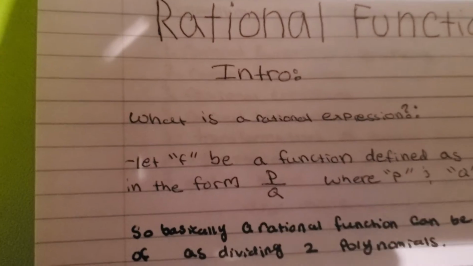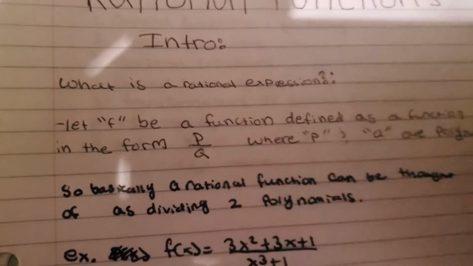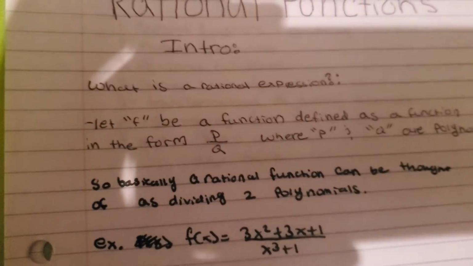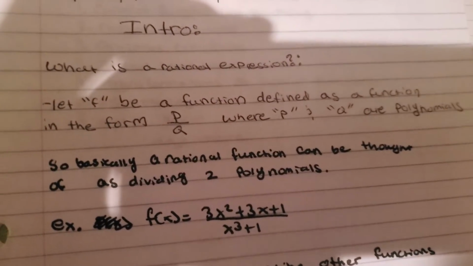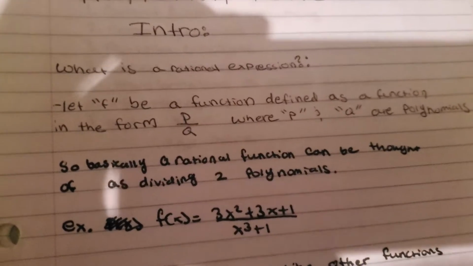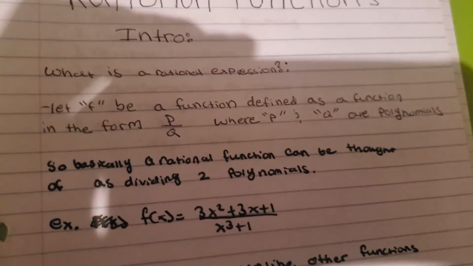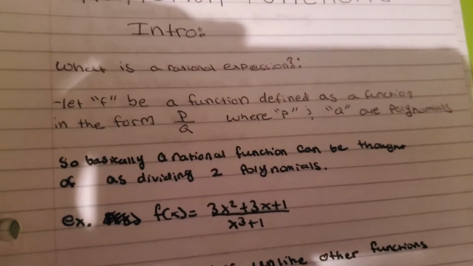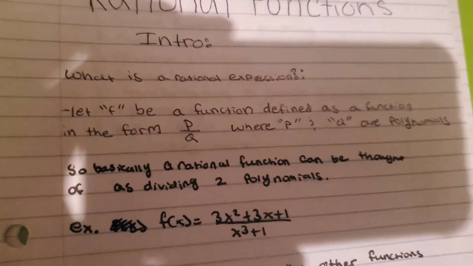Alright, so what is a rational function? Well, a rational function is anything in this form p over q. Pretty much it's a division statement of two functions, and so we write it up as: let f be a function, and it's defined as a function in the form p over q, where p and q are two polynomials. And that's the simplest case, at least.